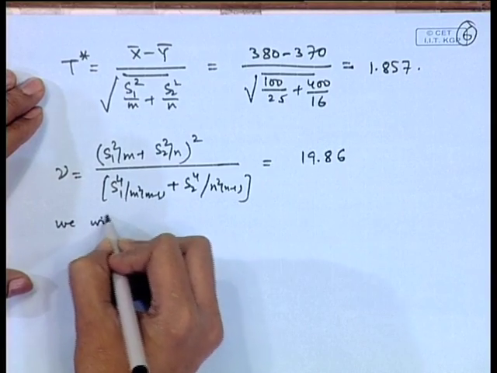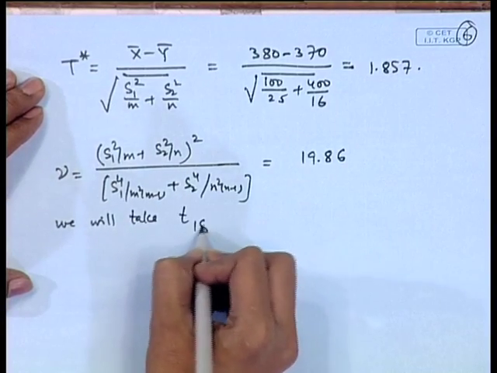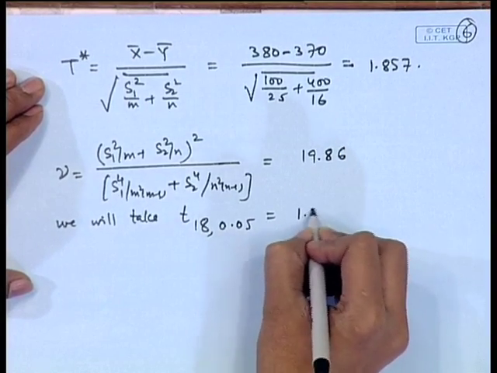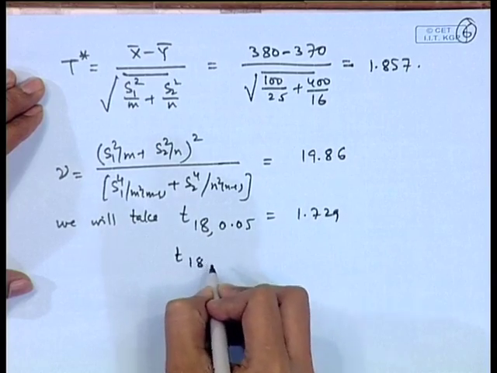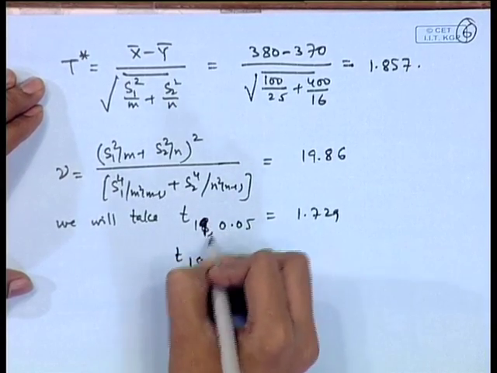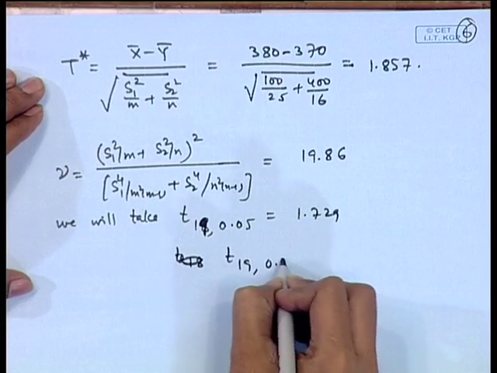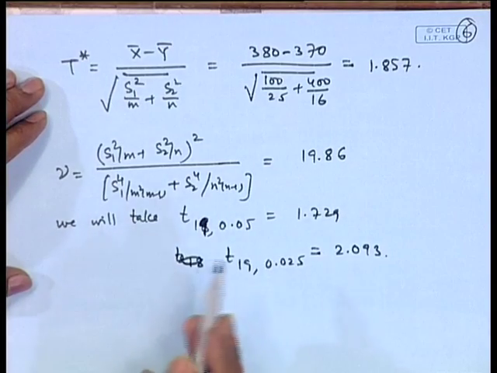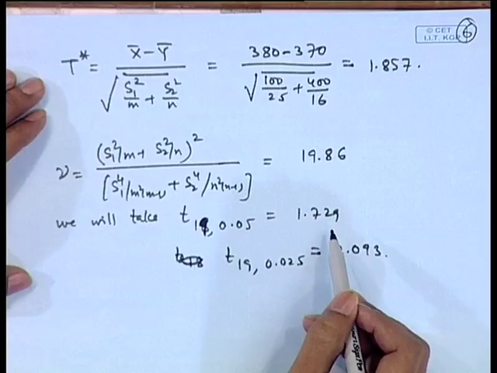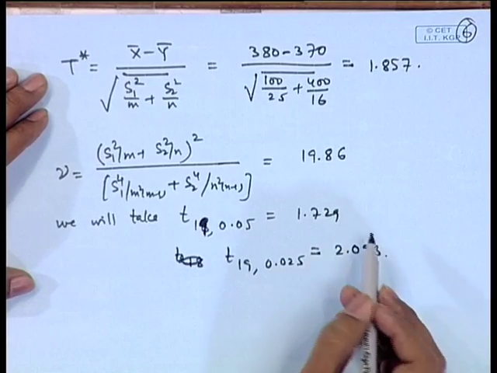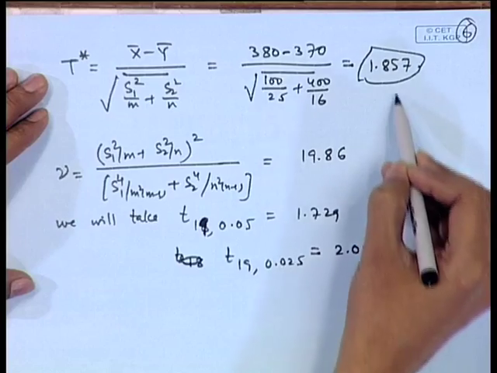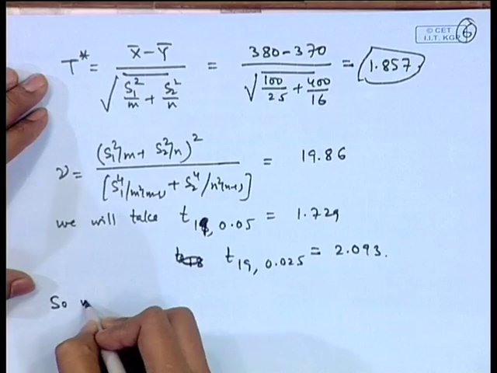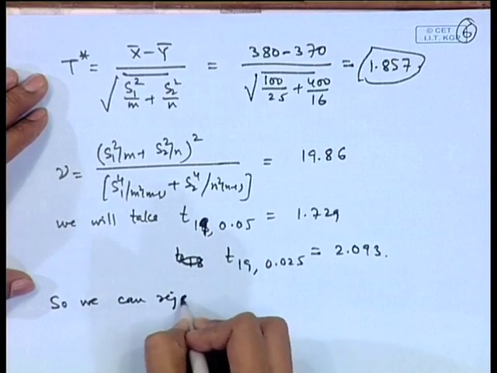So, we will take T 18. For example, at 0.05 level this value is 1.729. Suppose I consider T 19 at say 0.025, this is equal to 2.093 etcetera. You can easily see that the value 1.857 is bigger than this, but smaller than this. So, we can reject H naught.